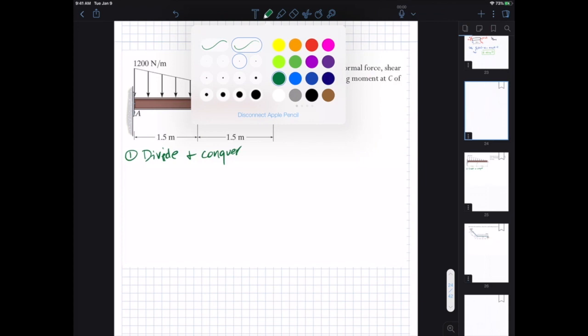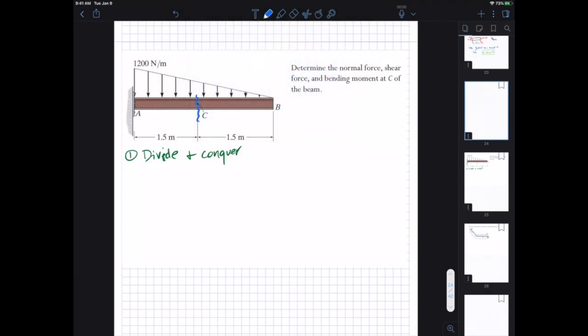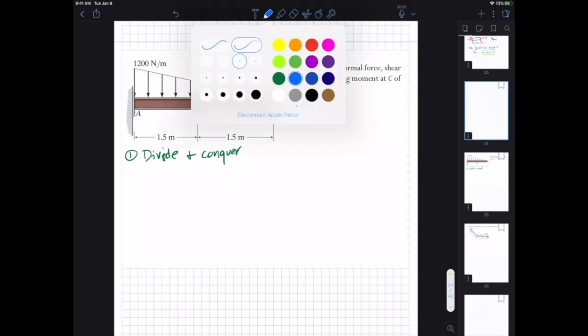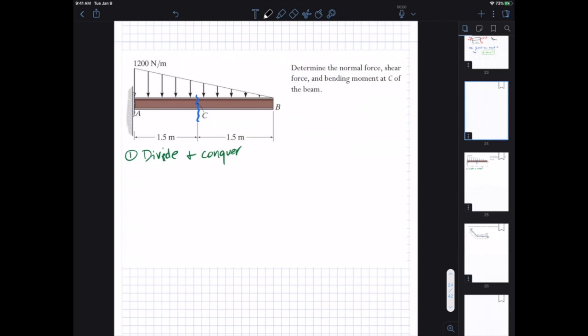So we'll go ahead and make our section right here. And then let's look at both free body diagrams and figure out what's going on. So left-hand side. All right. So we have some portion of the distributed load. Let me scooch this down.